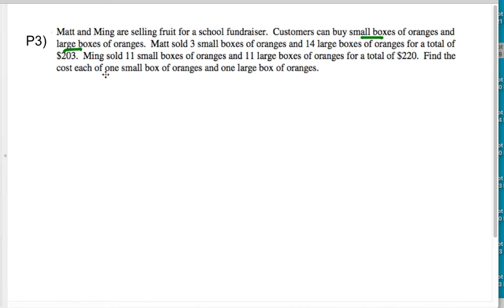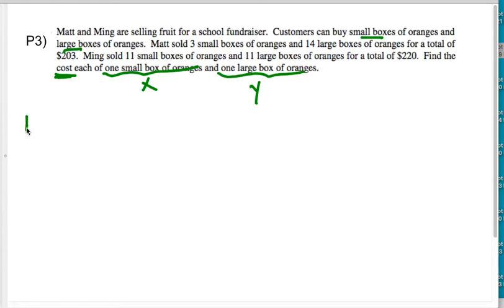So again, I'm going to make the cost of 1 small box be X, and I'm going to make the cost of 1 large box be Y. You could use S and L if you want. It's okay to assign your variables by just writing on the actual problem. As long as it's clear what your variables are, I'm not worried about it. But make sure you're clear that they're the cost of both of those things.